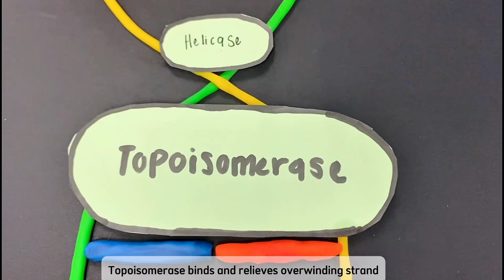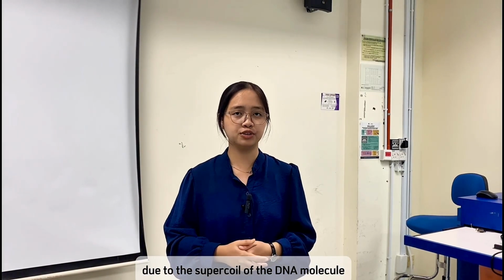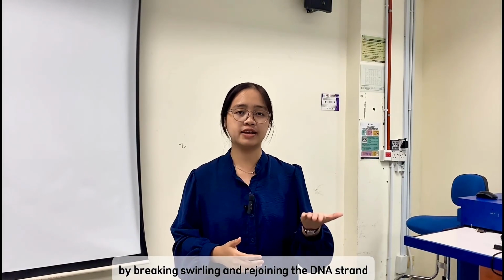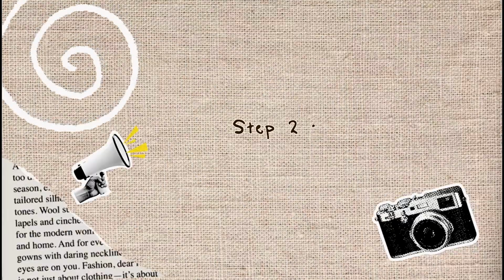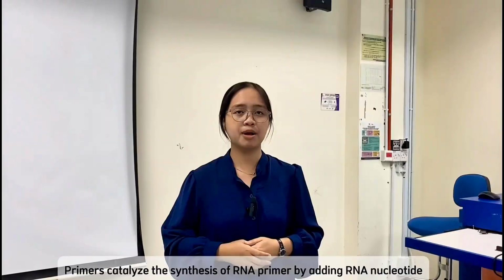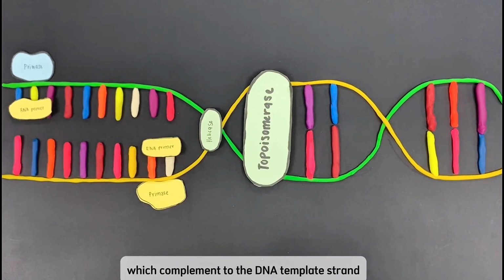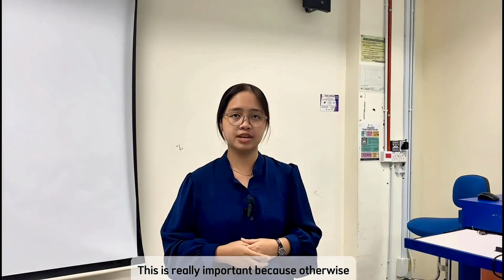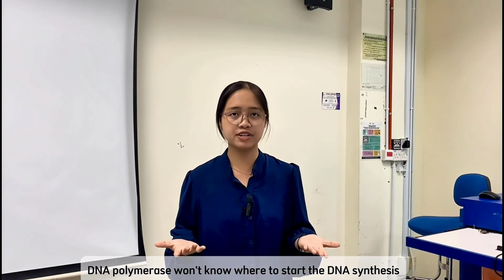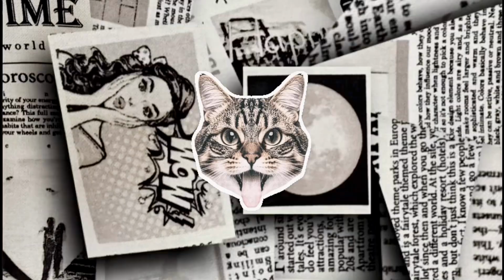Topoisomerase binds and relieves the overwinding strain due to the supercoiling of the DNA molecule by breaking, swiveling, and rejoining the DNA strand. Primase catalyzes the synthesis of an RNA primer by adding RNA nucleotides that are complementary to the DNA template strand. This is really important because otherwise DNA polymerase won't know where to start the DNA synthesis.